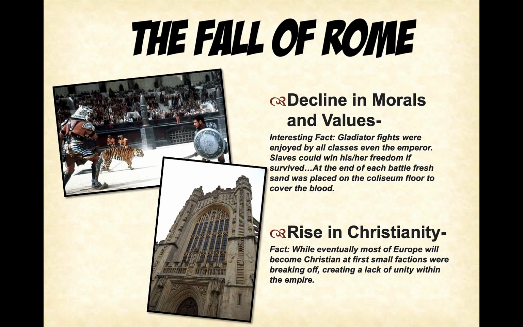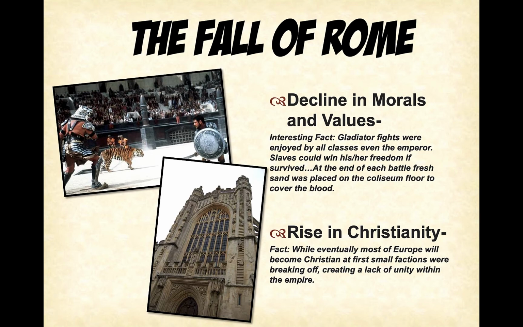So, while eventually most of Europe will become Christian, at first there were only really, really small factions breaking off and becoming Christian in the Roman Empire. And this created a lot of lack of unity within the empire itself, because some people were still worshiping the old gods that they had, which now are kind of like pagan gods in the eyes of the Christians. And just so you know, at this point, when we're talking about Christians in this time and place, we are talking about Catholics. The original Christians were Catholics.